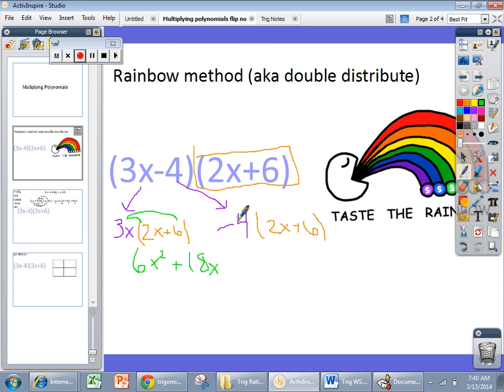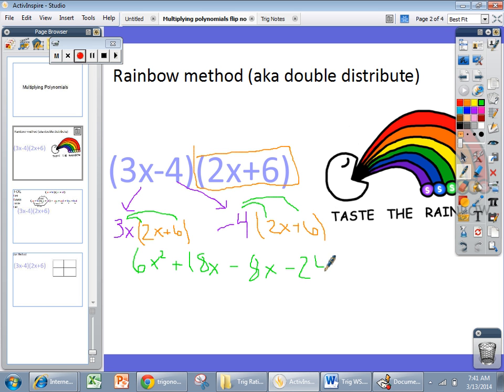Fantastic. Alright, now distributing again. Watch out though, because this is a minus 4. Don't lose that. So negative 4. Alright, so we're going to do a negative 4 times a positive 2x is going to give me negative 8x. Sorry, my 8's a little crazy. Alright, and then negative 4 times a positive 6 is going to be negative 24.